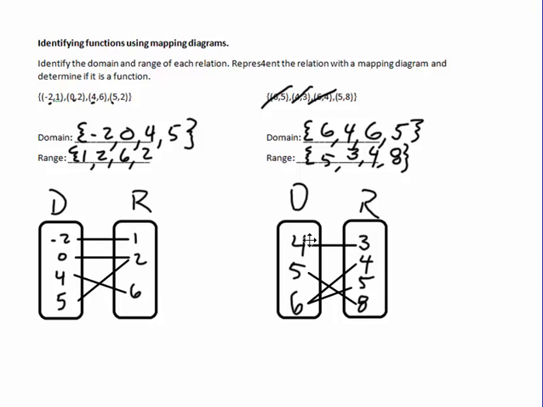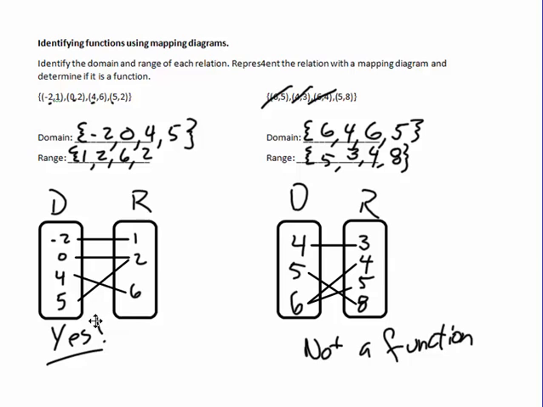Now, is this a function? Well, 4 goes to 3, that's fine. 5 goes to 8, that's good. But 6, my input here, goes to 4 and 5. But that's not good at all. So what I'm looking for is, do I have one element of my domain pointing to two elements in the range? And here I do. So this is not a function. And I apologize. Over here we determined that this, yes, is a function.